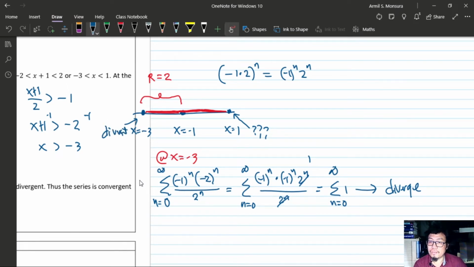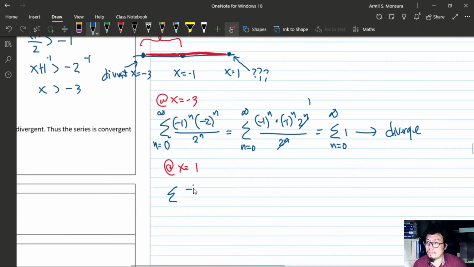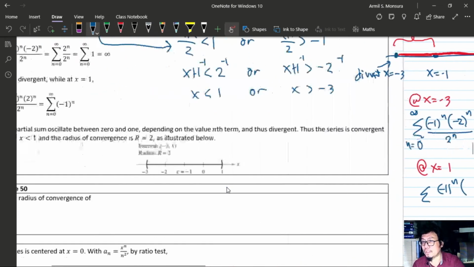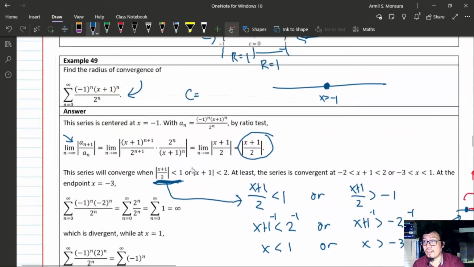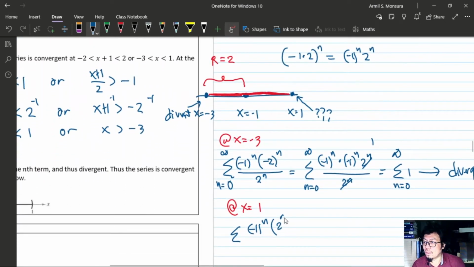Okay, at this endpoint. Now how about at this endpoint? So let's have x equals 1. Your series becomes the sum of negative 1 raised to n multiplied by (x plus 1), so 1 plus 1, that becomes 2 raised to n, divided by 2 raised to n, for n equals 0 up to infinity. These two factors cancel themselves out to become 1.